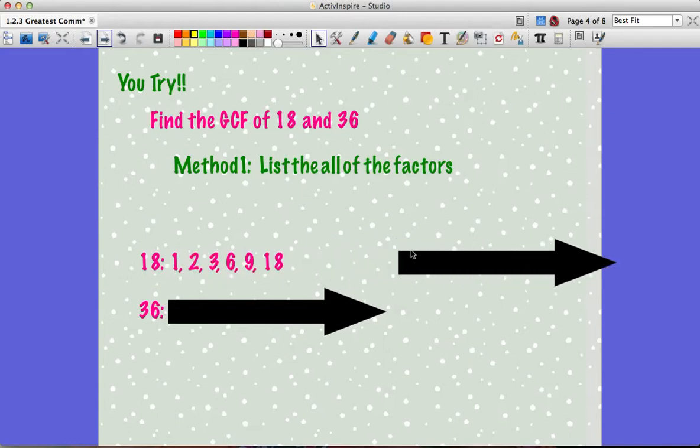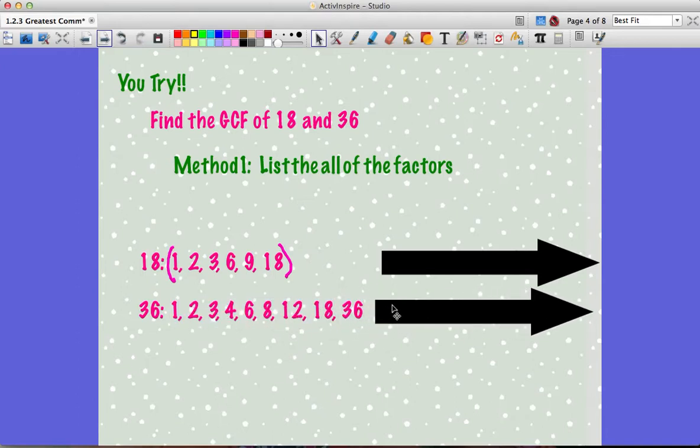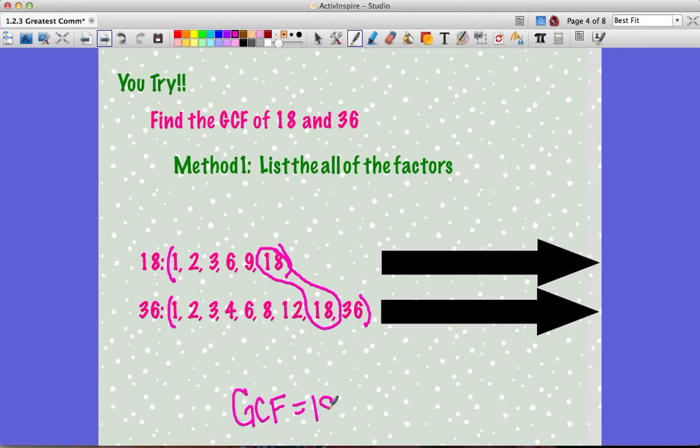All right, so you should have found 1, 2, 3, 6, 9, and 18 as your factors of 18. And then 1, 2, 3, 4, 6, 9, 12, 18, and 36 as your factors for 36. Again, start with the biggest factor of the smaller number, which is in this case 18, and they actually do have 18 in common. So the largest factor, the GCF, for these two numbers is 18.